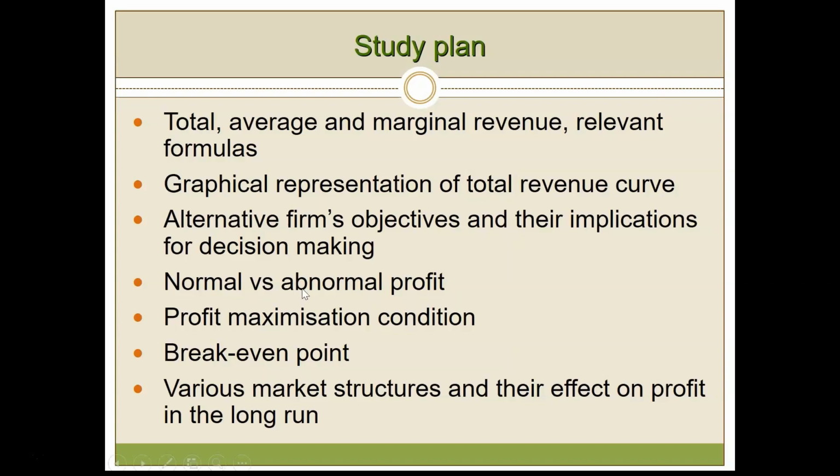We'll learn the difference between normal and supernormal or abnormal or economic profit. And we eventually will end up with the profit maximization condition. A very simple formula, a very simple rule, which will tell you how many units of output you need to produce in order to maximize your profit. We'll see that it's a very simple formula. If you follow this rule, you can be guaranteed to earn the highest possible profit.